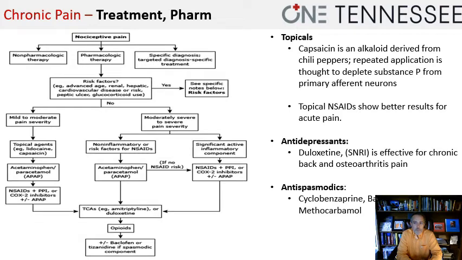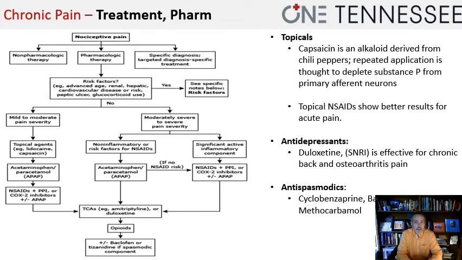Antidepressants like duloxetine, an SNRI, are effective for both chronic back and osteoarthritis pain and can also address those depressions that your patients might be experiencing. So this is an ideal drug for a patient that you may have that's suffering from both depression and a pain syndrome.